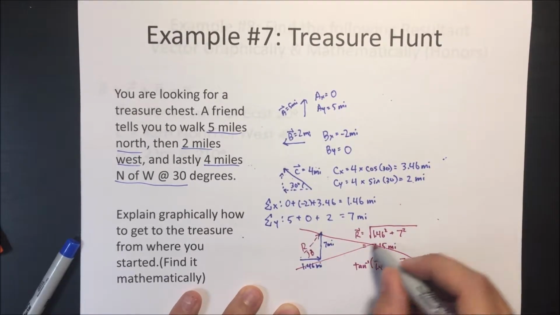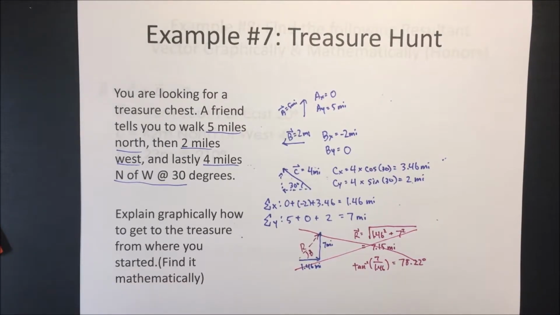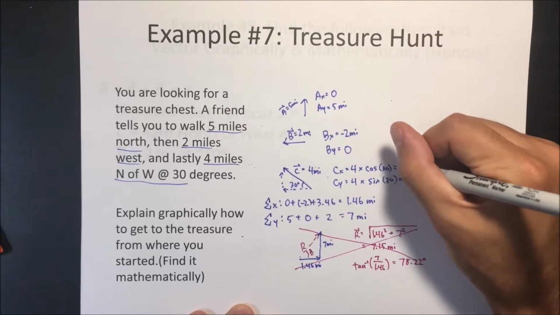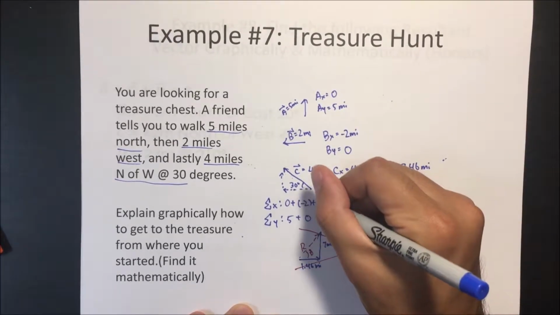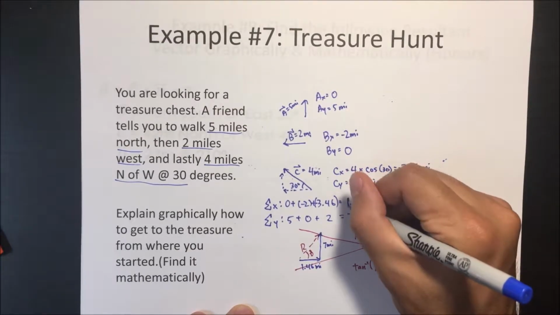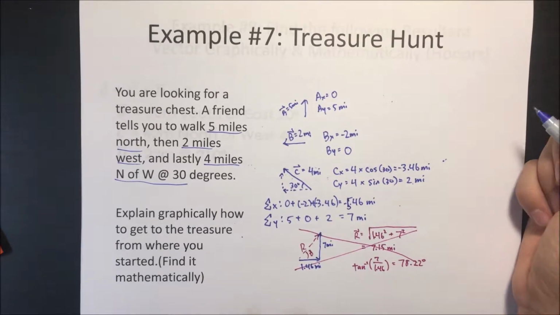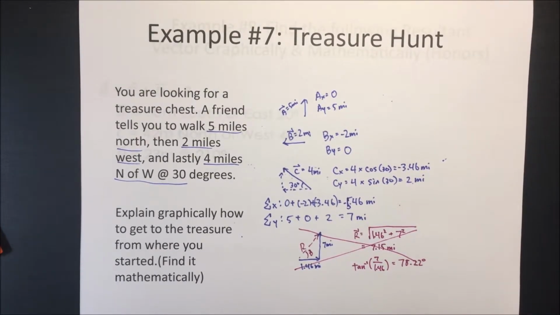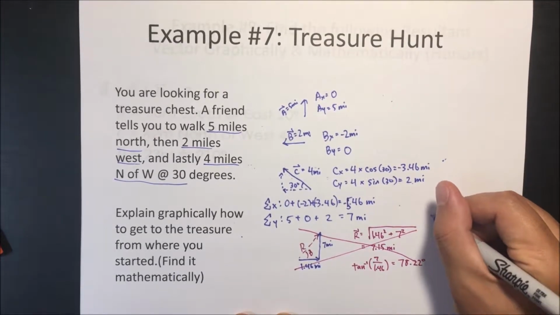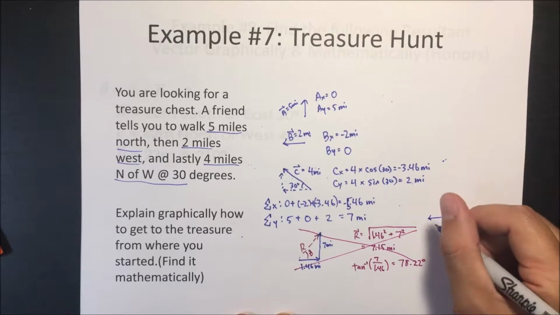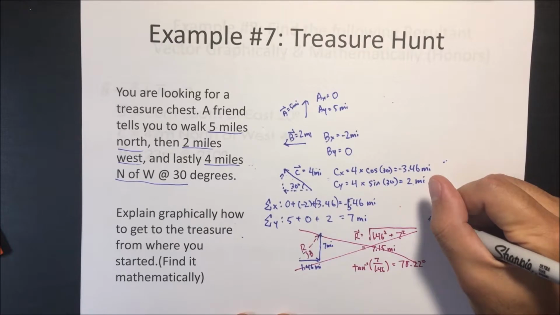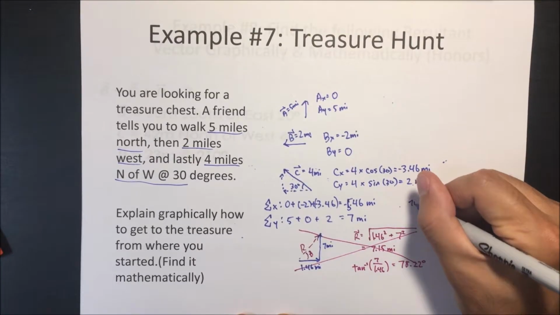Let's scratch this for now. What I forgot is that the C vector was going to the left, so this is going to be -3.46, and this changes my answer to 5.46 negative. Sorry about that. Now when I redraw this, we're going to have 5.46 going to the left, and then 7 going up.